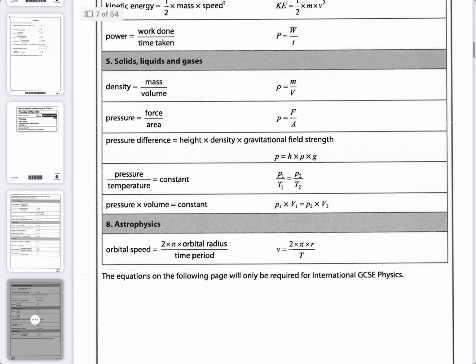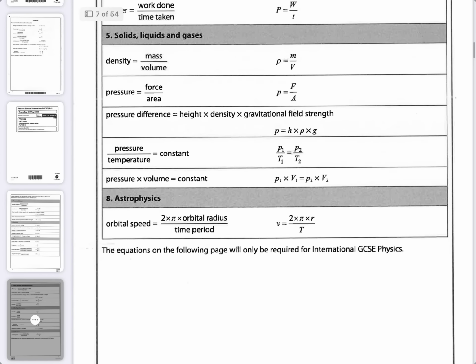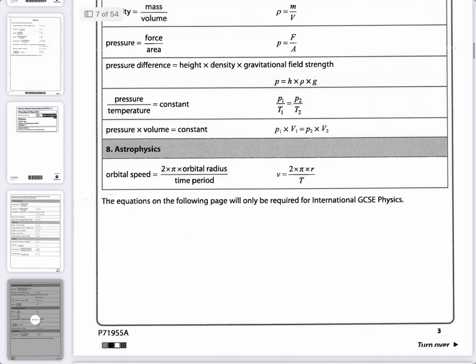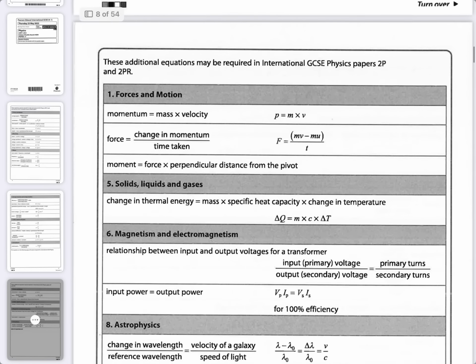Now you'll notice that topics 6 and 7 don't have equations. Topic 6 is magnetism and electromagnetism. Topic 7 is radioactivity. Topic 8 is astrophysics. In the mock exam, we didn't cover the last 2 topics, so I replaced any questions on them.